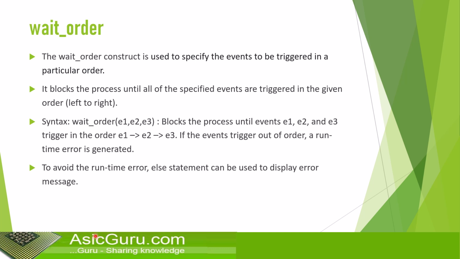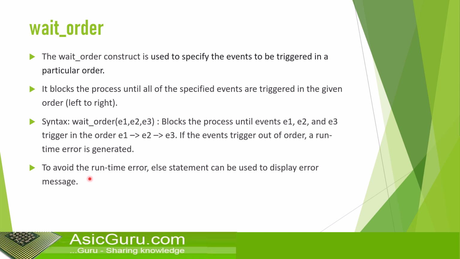SystemVerilog provides the wait_order construct when the sequence in which the events occur is important. This construct ensures that a process is blocked until all specified events are triggered in the given order from left to right. For example, wait_order (E1, E2, E3) means the process will only proceed if events E1, then E2 and finally E3 occur in that exact order. If the events trigger out of sequence, then a runtime error is generated.